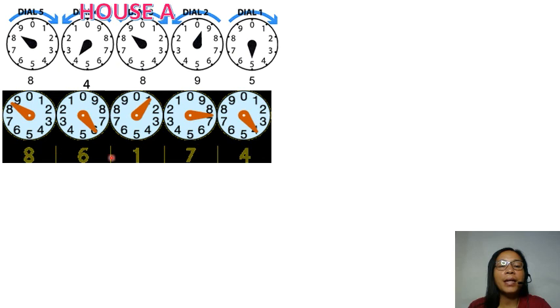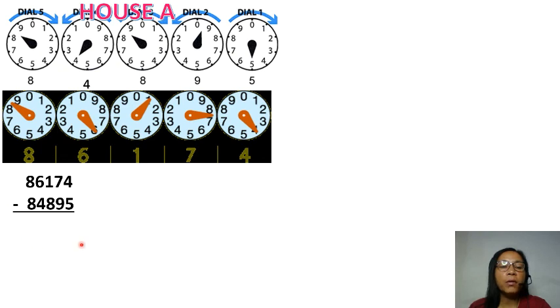For the present reading, we have here 4, 7, 1, 6, and, in between 8 and 9, so you have 8. So the present reading is 8, 6, 1, 7, 4. Applying the same rule, present minus previous. So this is present 8, 6, 1, 7, 4 minus previous 8, 4, 8, 9, 5. Since 4 is smaller than 5, you are going to apply the rule of subtraction and regrouping.